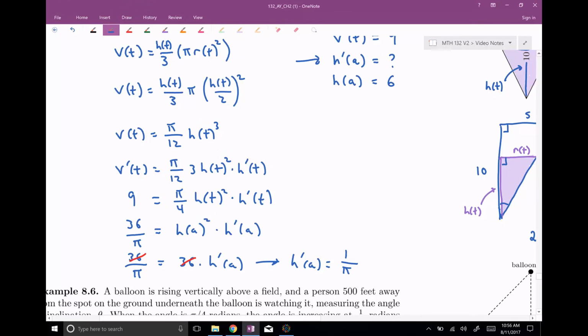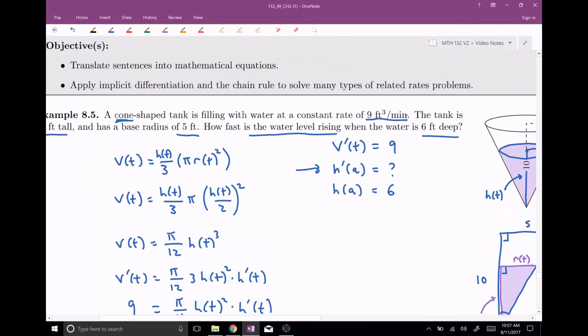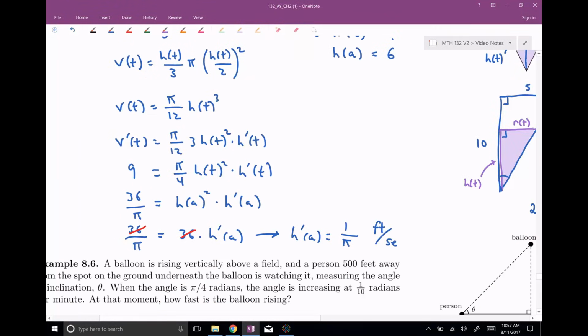Again, anytime you have one of these real-world situations, you want to include your units. So this is how the height is changing. Well, height is going to have units of feet, and the time units in this case are seconds. Oh no, getting ahead of myself. They're minutes. It's much faster. So feet per minute in this case. And there we are. Of course, we could plug this into our calculator if we were allowed calculators, and 1 over pi is going to be around a third. So around maybe like 0.3 feet per minute.